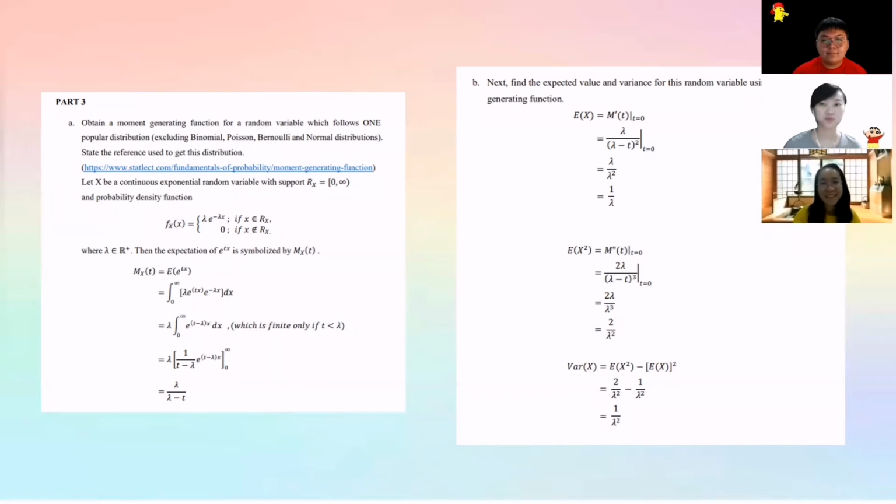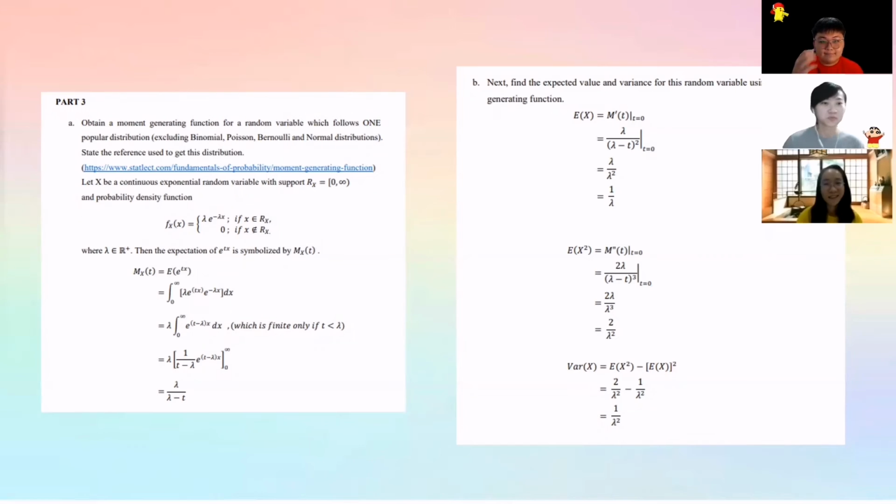My name is Erin Chen Ewan, and next I will present part 3 of the question. The question given is to obtain a moment generating function for a random variable which follows one popular distribution, and state the reference used to get this distribution.